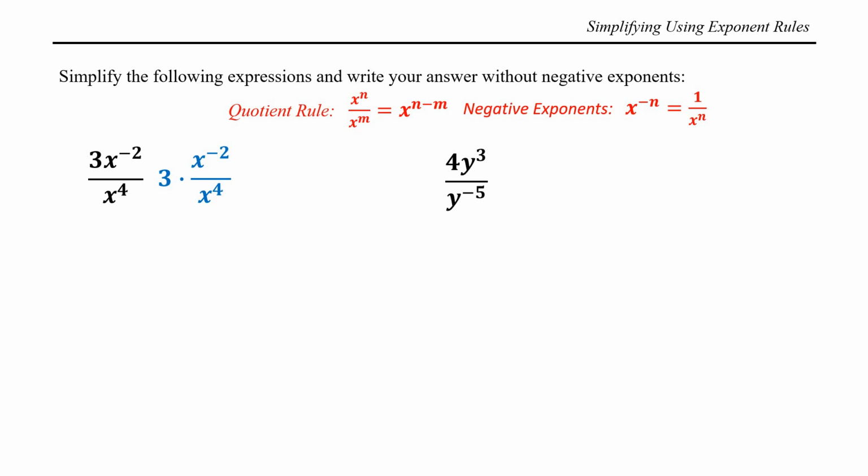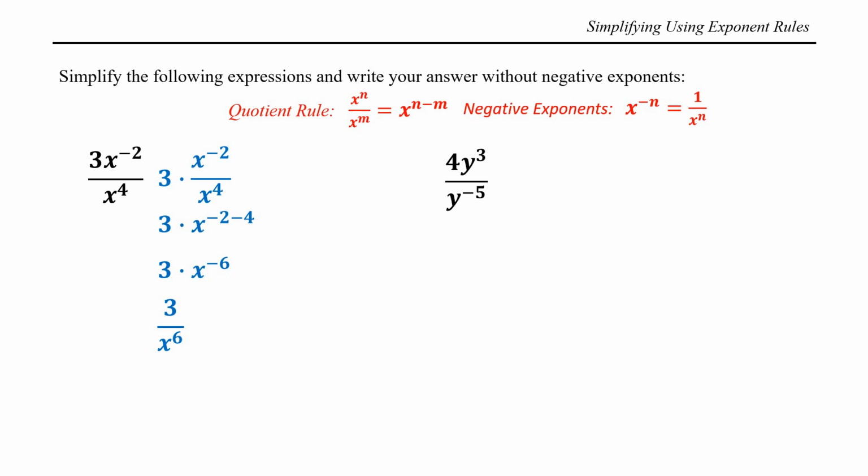Now using the quotient rule, we can rewrite this as x to the power of negative 2 minus 4. And if we simplify that value, we would have 3 times x to the power of negative 6. Now this is where using our negative exponent rule comes in, because simplifying this expression, we do not want any negative exponents. So we would move x to the power of negative 6 to the denominator. So our final answer would be 3 over x to the 6th.